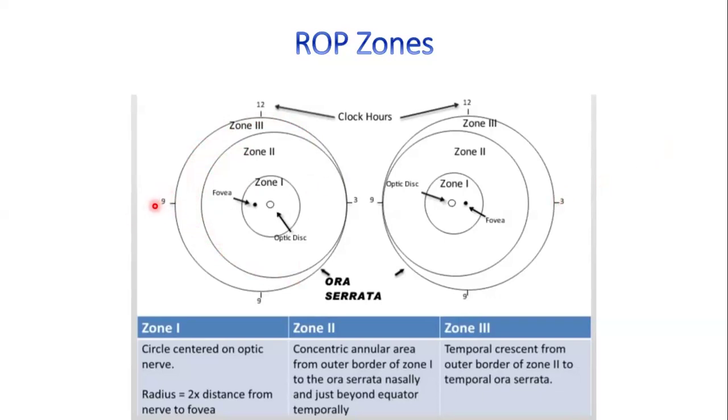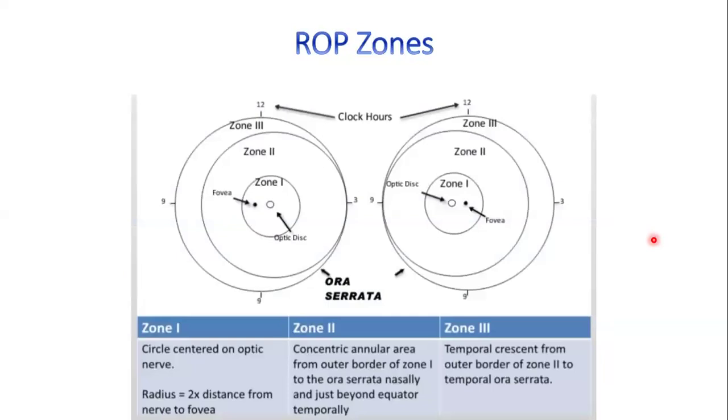So in ROP, you need to be familiar with zones and you need to be familiar with clock hours, because usually we describe the stages and we should also mention how many clock hours the patient is having. For example, the patient is having stage 3 in zone 2, 5 clock hours, 4 clock hours, like that.